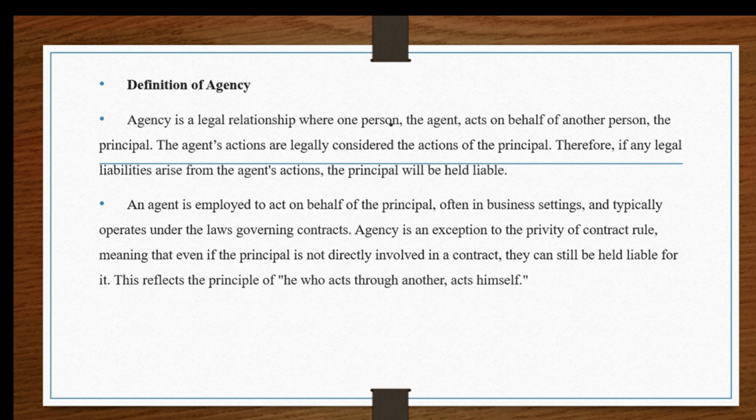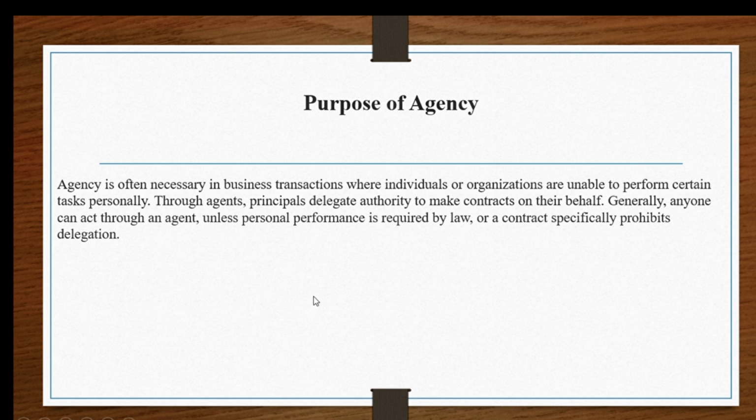So in agency, the agent acts on behalf of the principal. In case the agent is involved in something, it means that even the principal is involved in that thing. So in case they borrow money, it is believed that they're borrowing money on behalf of the principal, so the principal will be liable to pay back that money. So agency is an exception to the privity of contract, and it means that he who acts through another person acts himself. So what is the purpose of agency?